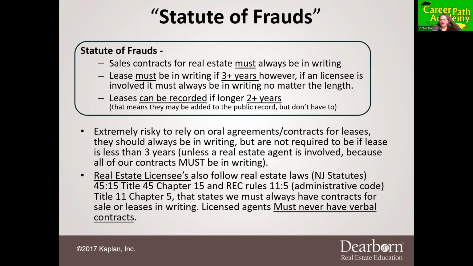So this is what you need to know for the exam. Sales contracts always need to be in writing. Leases need to be in writing if they're 3 or more years, unless a real estate agent is involved, and then it doesn't matter the length, it always needs to be in writing. And if a lease is longer than 2 years, it can be recorded in the public record. So people can record their long-term interest in the property, putting the world on notice of their interest.